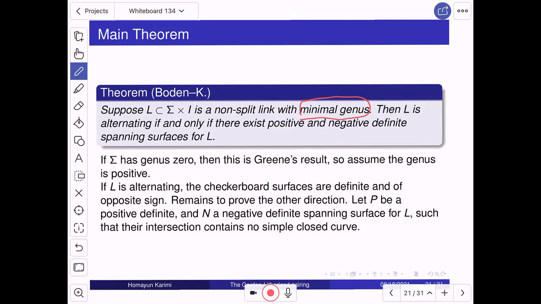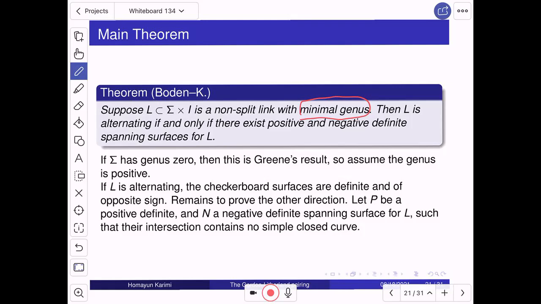And one direction is that if you start with an alternating link, then we saw in the previous slides that it admits an alternating diagram. And once you have an alternating diagram, you can take the black surface and the white surface. Those are two spanning surfaces for this link L, and they are definite and of opposite sign. So that's the proof in one direction.